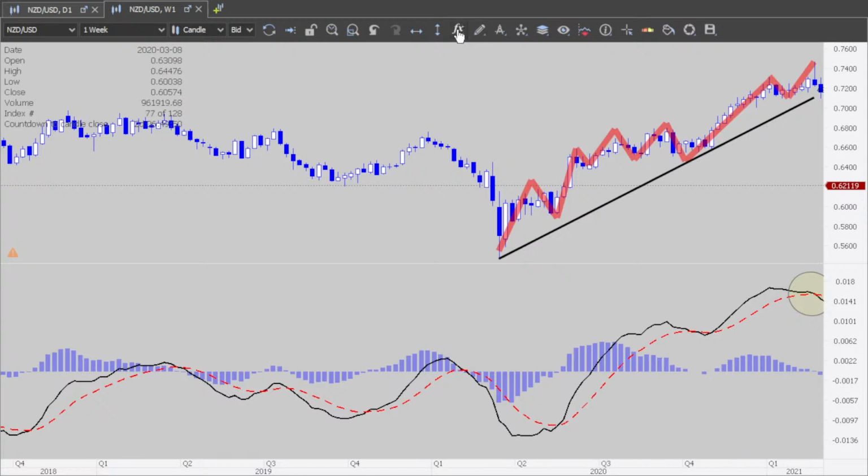And then the black line crossed the green line. So the fast line, the black one, is the fast line. The fast line broke the red, the slow line. Agreed, everybody? So MACD gives us a signal to short.